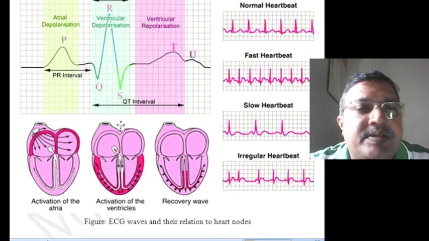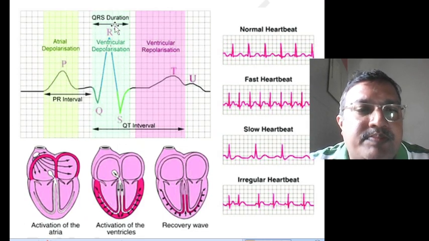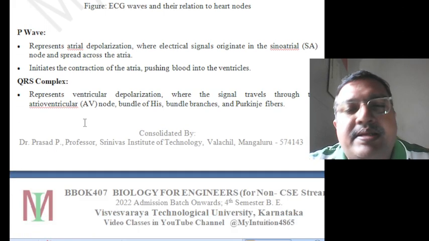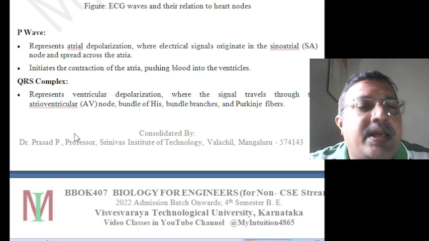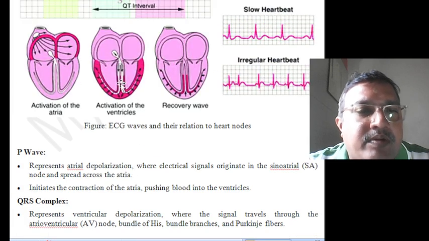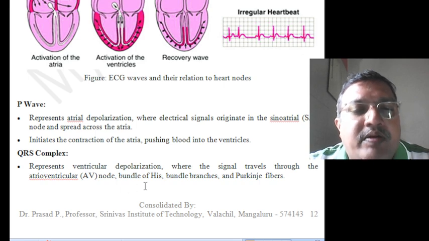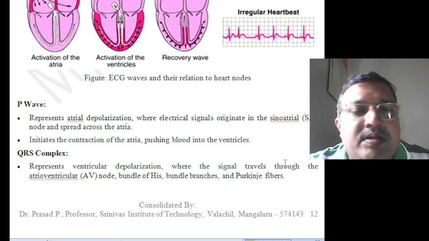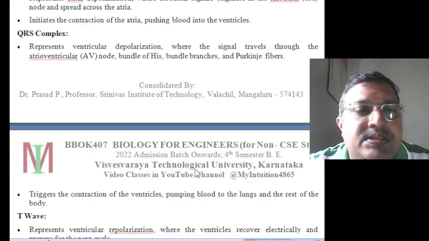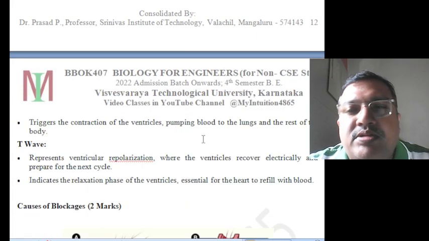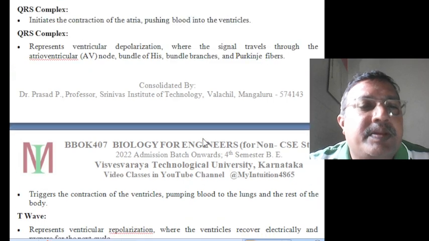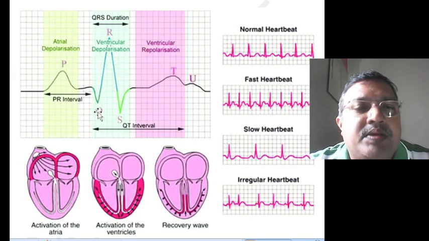Then the QRS complex represents ventricular depolarization, where the signal travels through the atrioventricular node, the AV node. Through the bundle branches and Purkinje fibers, the signal travels through these different nodes. It triggers the contraction of the ventricles, pumping blood into the lungs and the rest of the body. That represents the QRS complex.